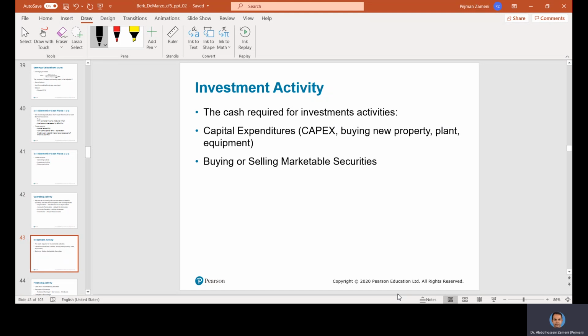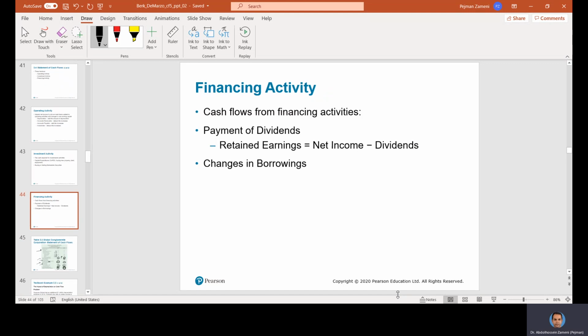Okay, another category is investment activity. The cash required for investment activities: capital expenditures, which is called CapEx, buying new property, plant, equipment, and buying or selling the marketable securities also. The last category is financing activity. Cash flows from financing activities: payment of dividends. Retained earnings equal net income minus dividends. And also changes in borrowings would be included in the financing activities.